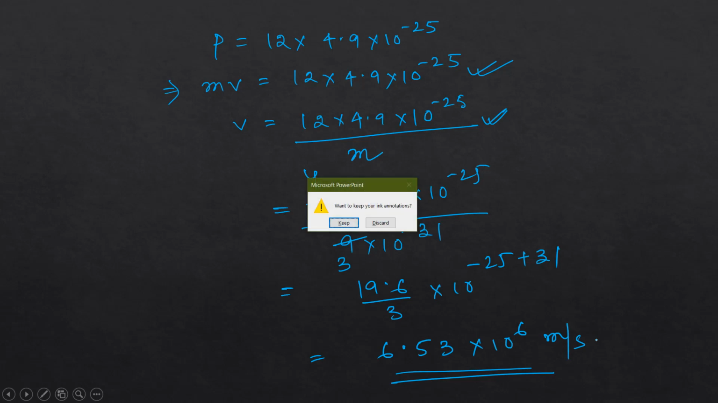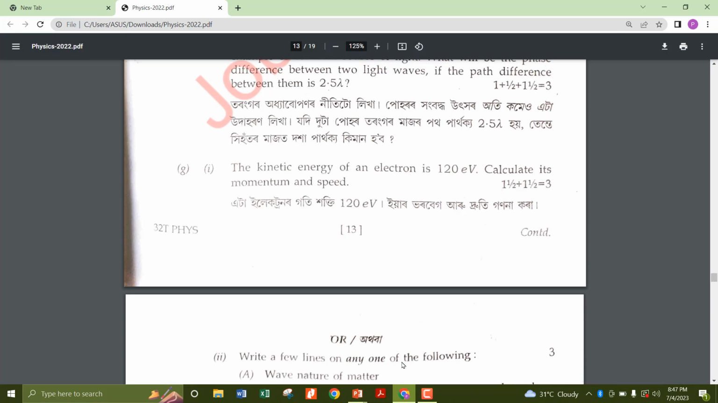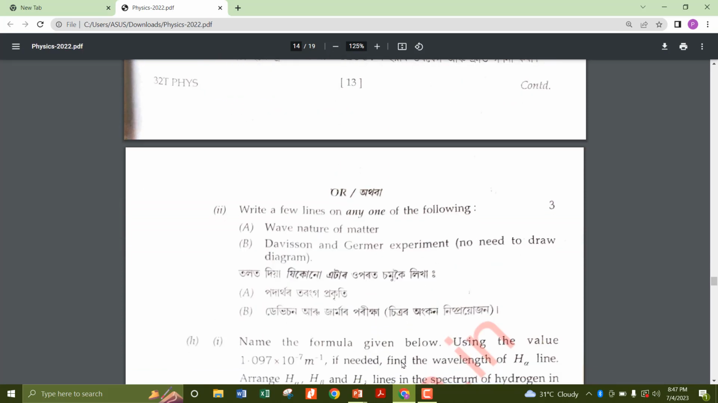A lot of lecture I give now during the problem solving. What is the next one? Momentum and speed we have found. After that, wave nature of matter. Write a few lines on any of the following. Look, the Davisson-Germer experiment is not included in your syllabus. We can only discuss the wave nature of matter.